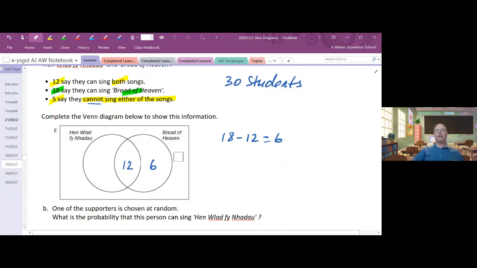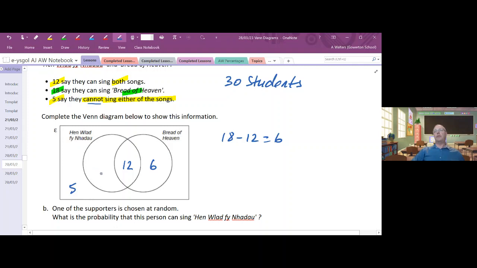So we're up to that point. Okay. Down the bottom, it says 5 people cannot sing either song. So you need to put 5 outside of the 2 circles. And then the only bit to work out now is the people that can only sing Hen Wlad Fy Nadau.